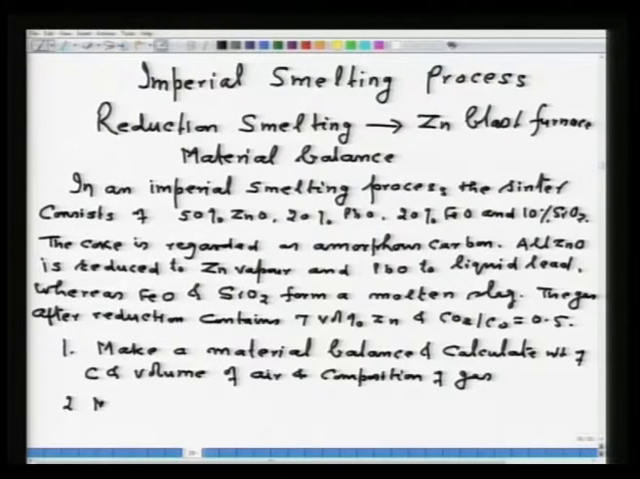Second, make heat balance. Now, about the respective input and output temperatures as required for heat balance, I will give at the time when I will be illustrating the heat balance. So, as I said, the first thing you have to do is the so called mass balance or material balance, in order to go to the heat balance.